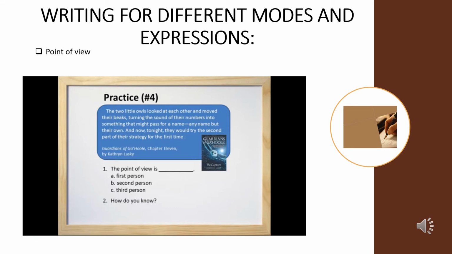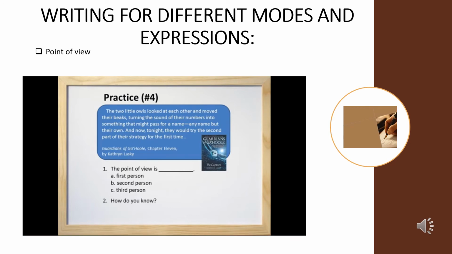The 2 little owls looked at each other and moved their beaks, turning the sound of their numbers into something that might pass for a name, any name but their own. And now, tonight, they would try the second part of their strategy for the first time.